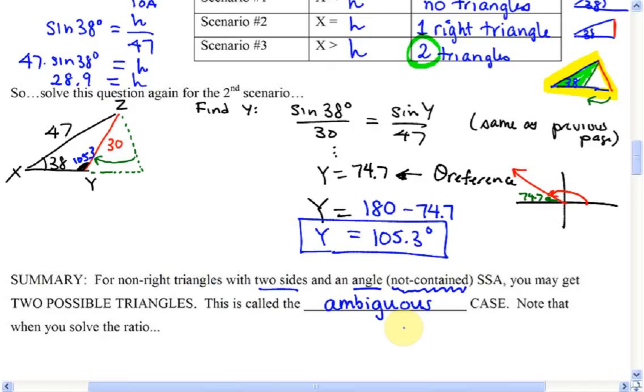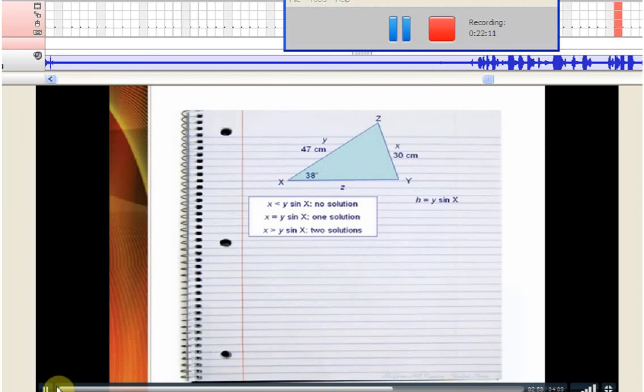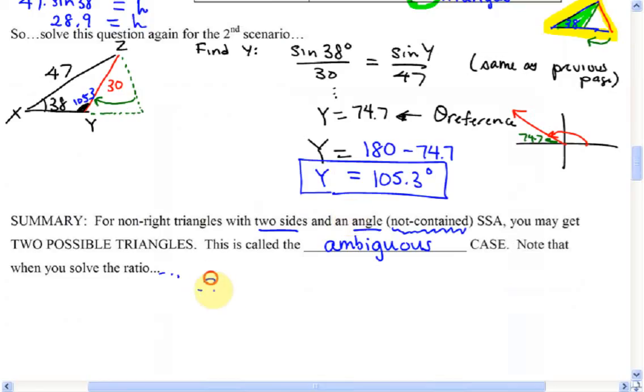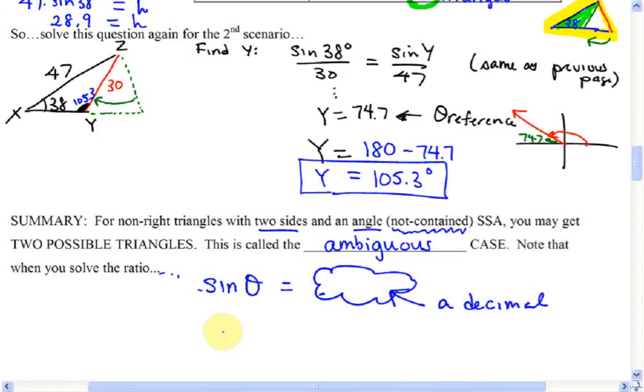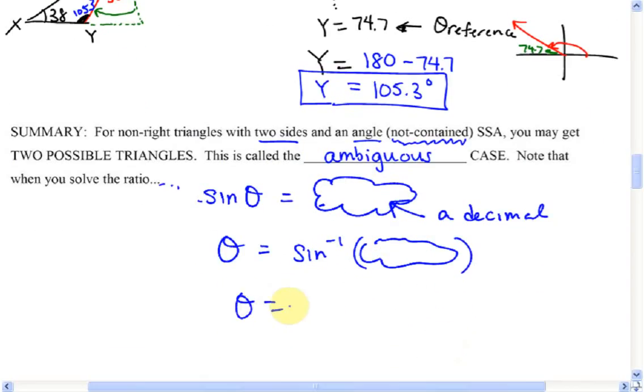There was this one question in the last class when we did that lesson. So when you solve a ratio where you have sine theta equals some decimal, and you do inverse sine of that decimal, I want you to say that theta gives you two possible solutions. And that's why this stuff today is messy.